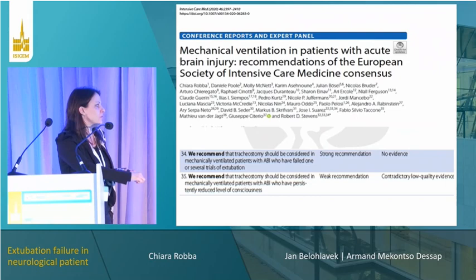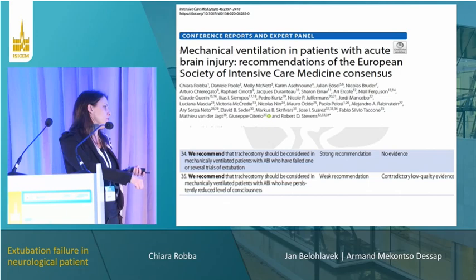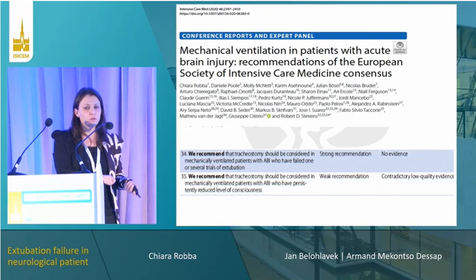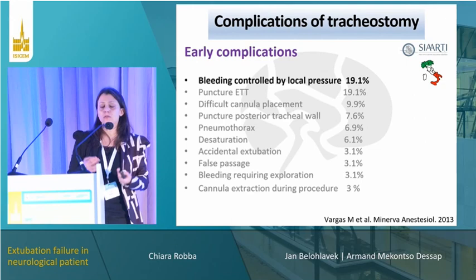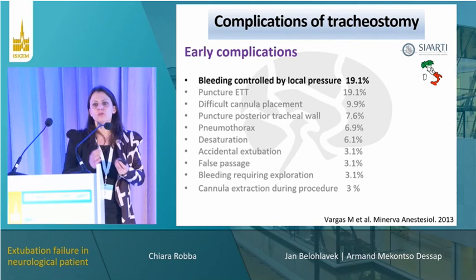Again, when we put down the guidelines for the ESICM, we haven't been so precise because we didn't have any evidence. And basically, we gave a general advice: if a patient failed two extubations, go for a tracheostomy. But especially if a patient has persistent reduced level of consciousness, go for an early tracheostomy. And here is the problem, because it's about deciding when to do a tracheostomy in these patients. Which are the issues of doing an early or a late tracheostomy?